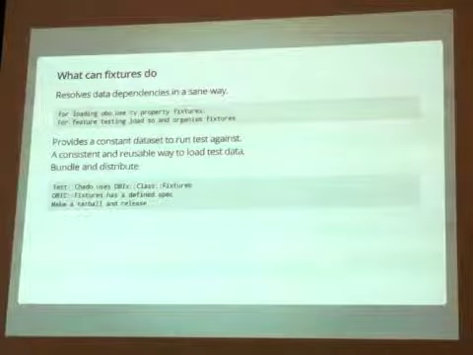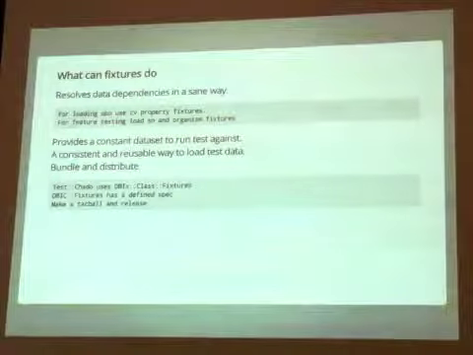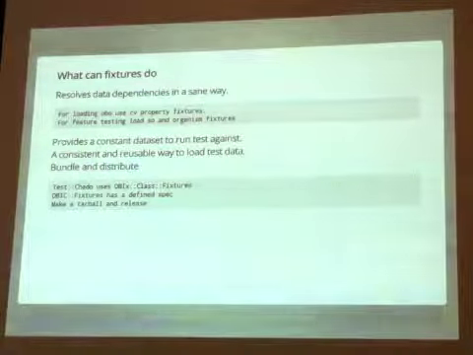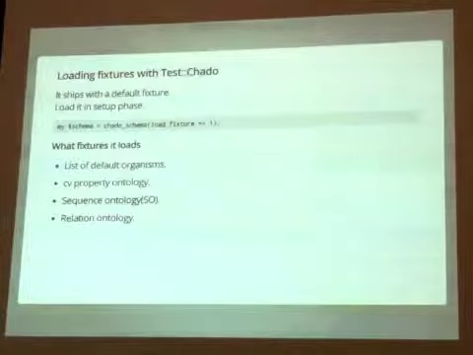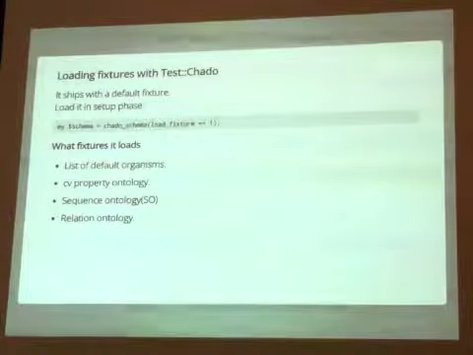It's a JSON file. Just write it down like JBrowse, and it gives you where to load the fixture. And then make a tarball of your fixture and release. So that's what I did. I basically bundled the default fixture with Test::Chado. So remember this method, as soon as you run it, this is what it loads.